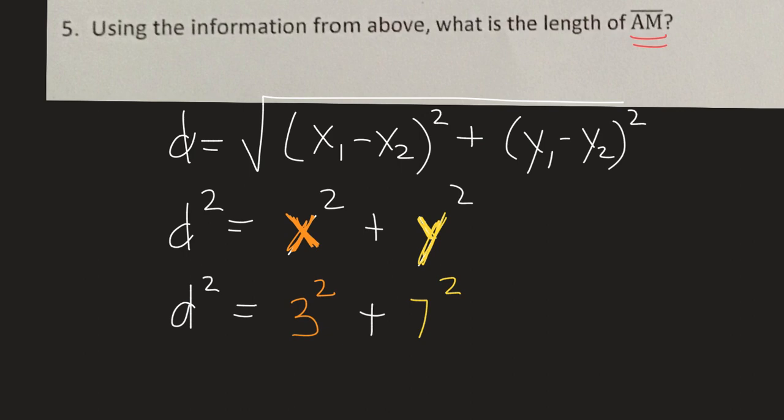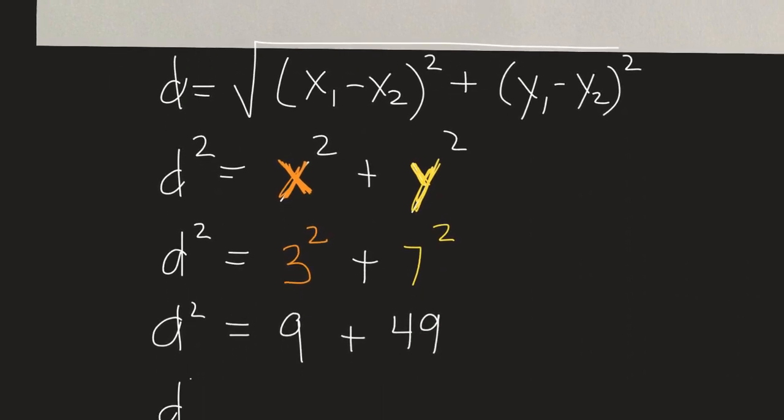Okay, so now we have a nice algebraic equation we can solve for d, the distance between these 2 points. So 3 squared is 9. 7 squared is 49, because it's 7 times 7. And 9 plus 49 is 58. Now I have d to the second power, or d squared, equals 58. And algebraically, how do we undo a square? We take its square root.